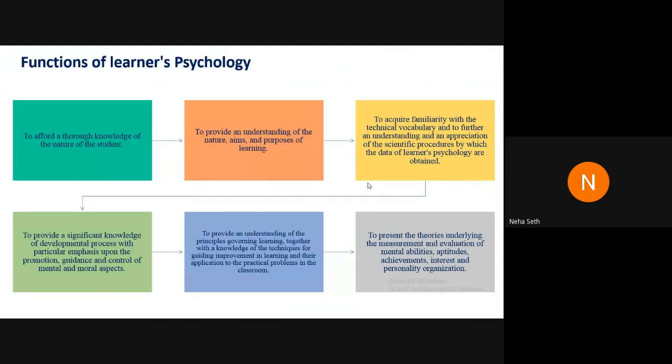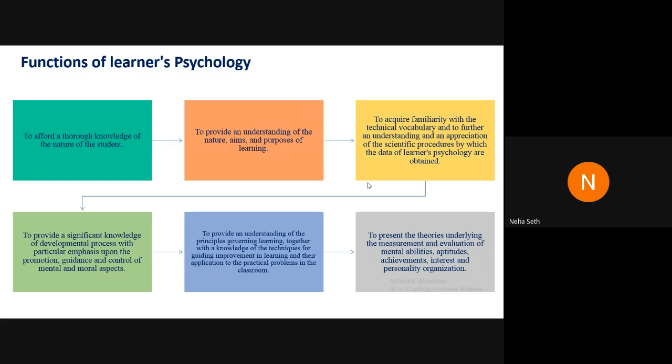When we talk about the functions of learner psychology, what are the results we get if we apply this psychology in our classroom? This is done to afford thorough knowledge of the nature of the student. When we study the behavior of the student, we get to know students deeply. We are able to provide them the best solution to their problems if they are facing one. If not, then at least we can guide them on how they can improve as a person. So first of all, we are able to understand our students.